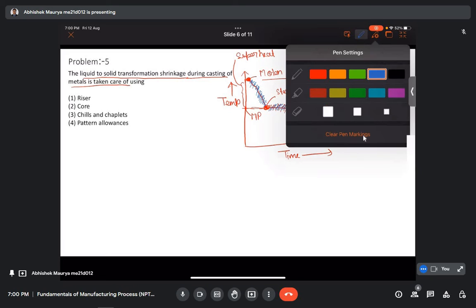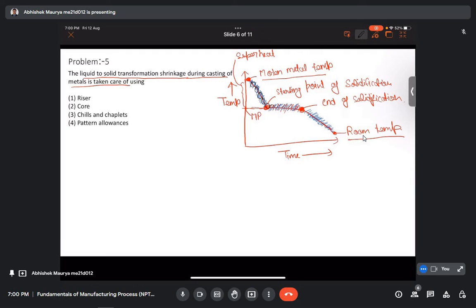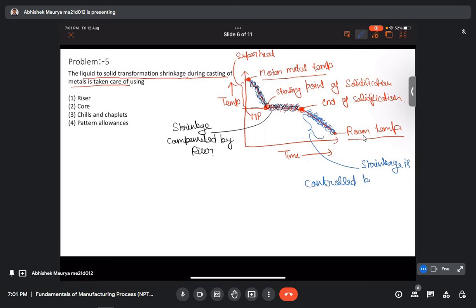For this reason, we control the shrinkage effect with the help of the riser. Shrinkage is controlled or compensated by the riser. But here, where the solid metal cools down to room temperature, this shrinkage effect is controlled by the pattern allowance. Shrinkage is controlled by pattern allowance.